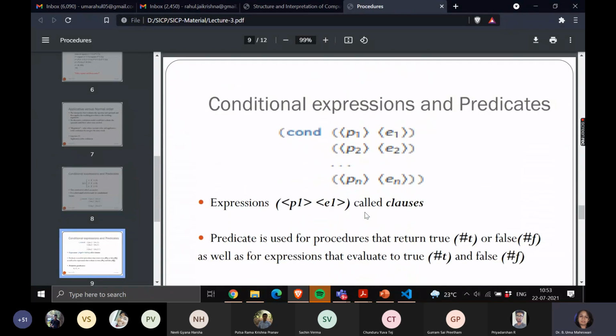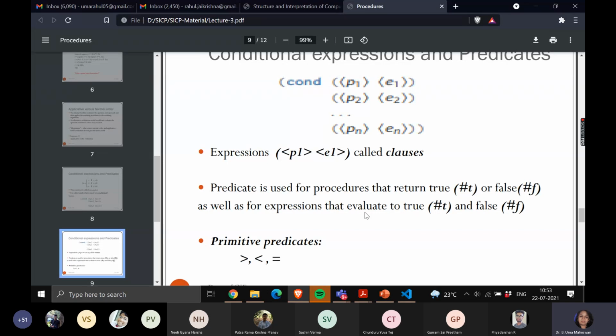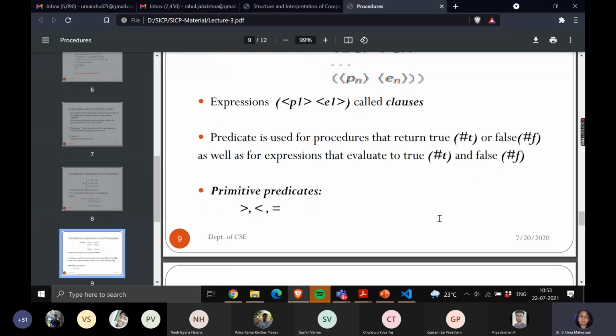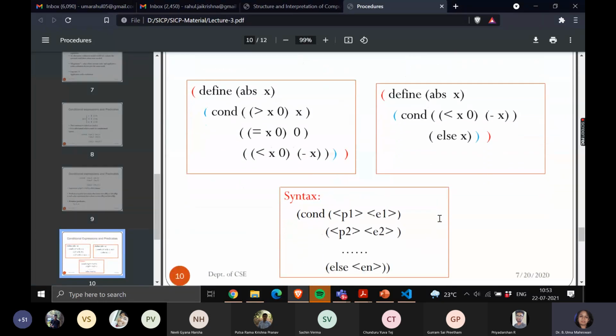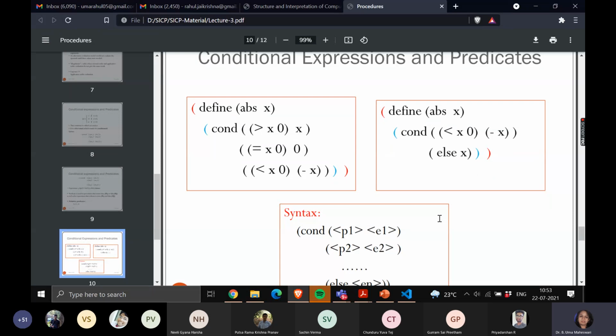These predicates are always going to return you #t or #f, and this #t and #f are interpreted as true and false. Another keyword we discussed is the if statement, the if procedure. Before that, there are two versions of defining the absolute value of x, implementing the logic of the function absolute of x.